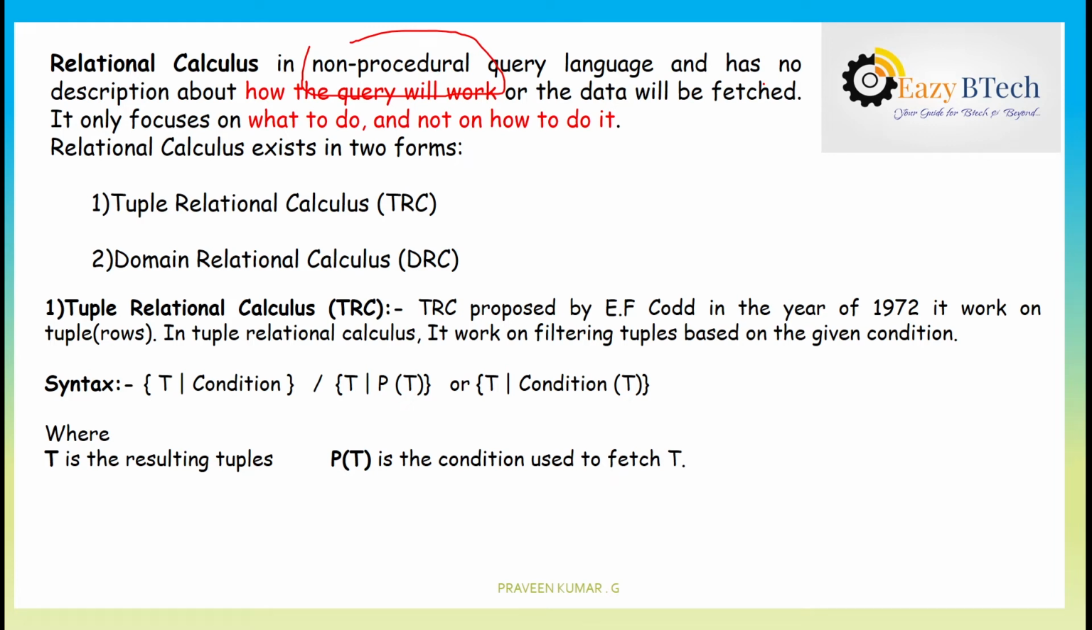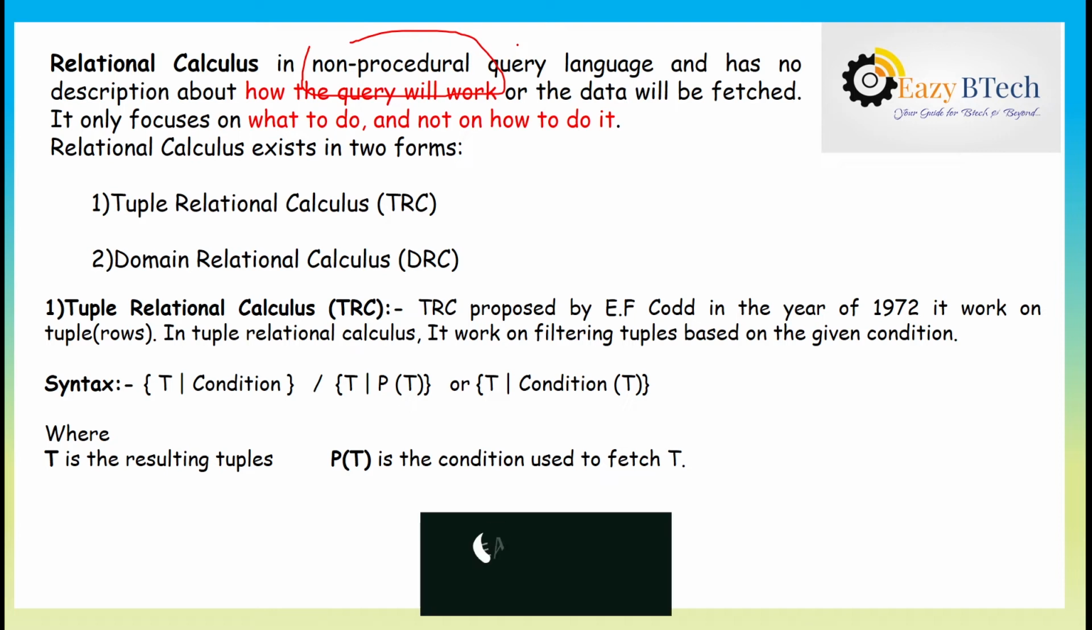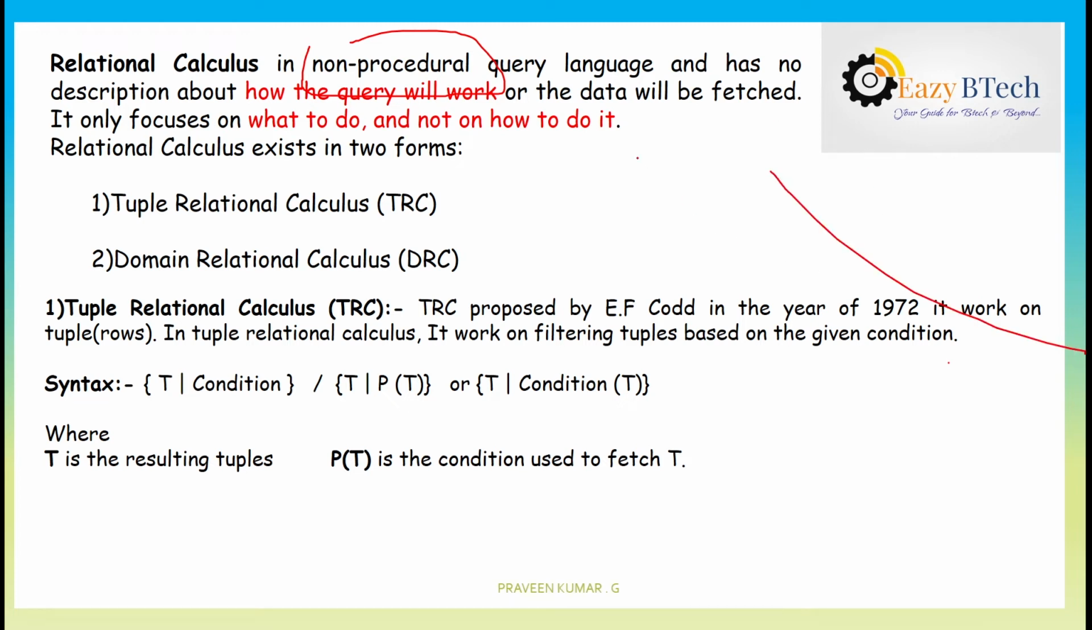Roll number 505 is a boy. His height is 5.5. He is wearing a white color shirt, and we are not specifying any steps. We are not giving any specifications. Just directly we are informing, I want roll number 505. That is called a non-procedural query language. Non-procedural query language, no specifications.